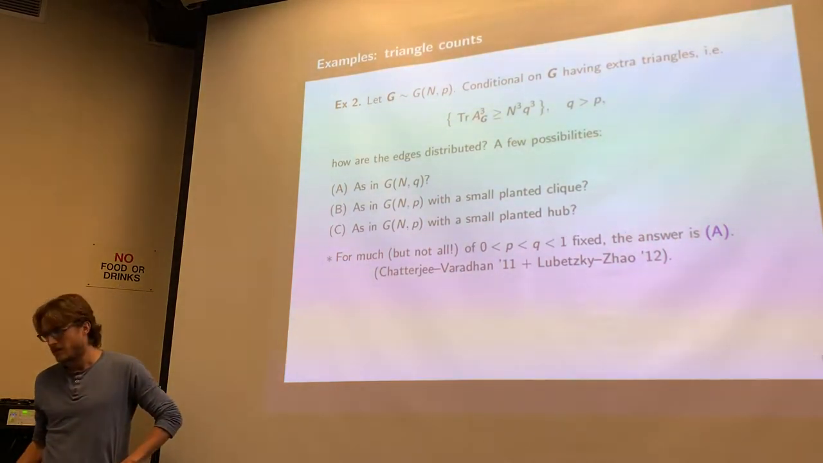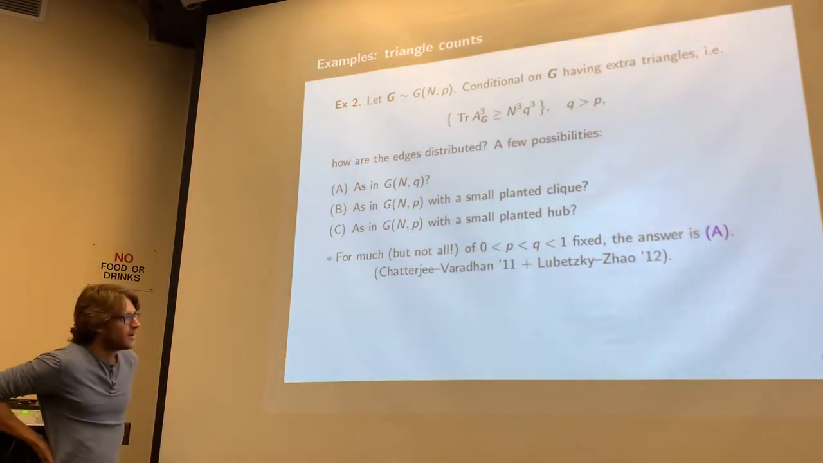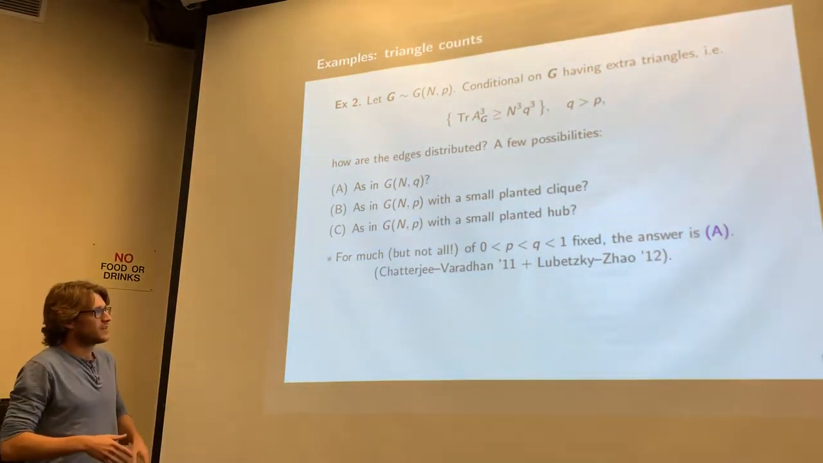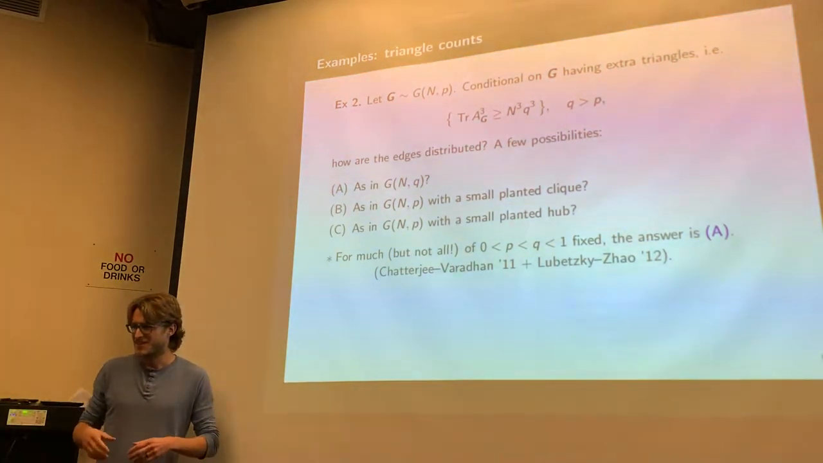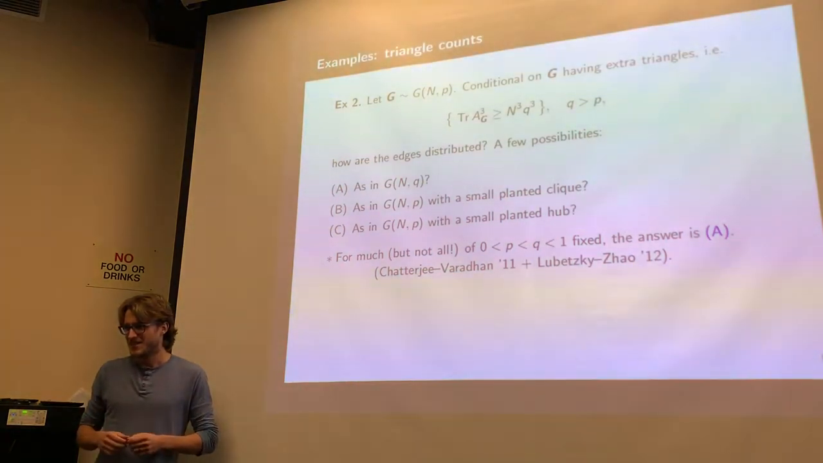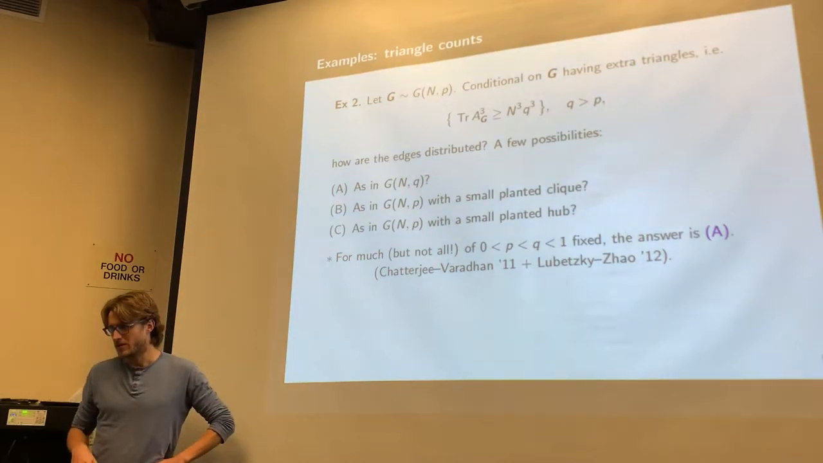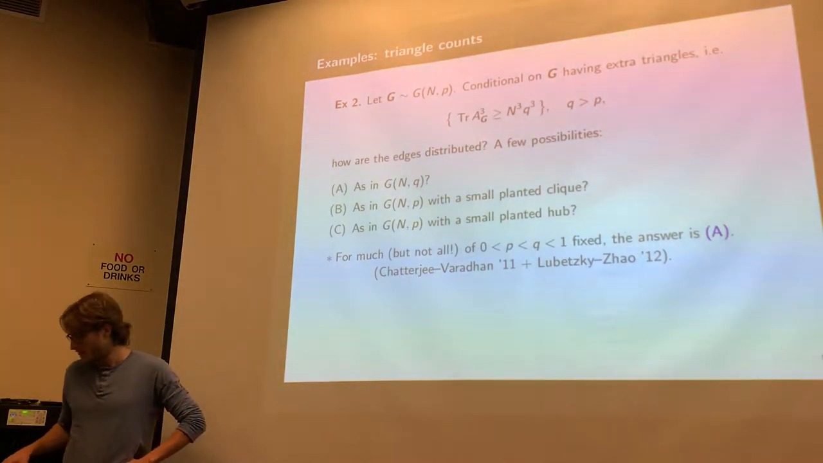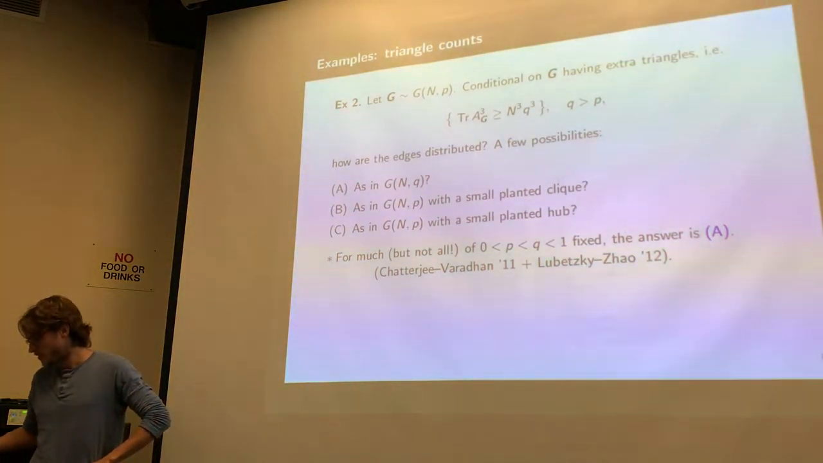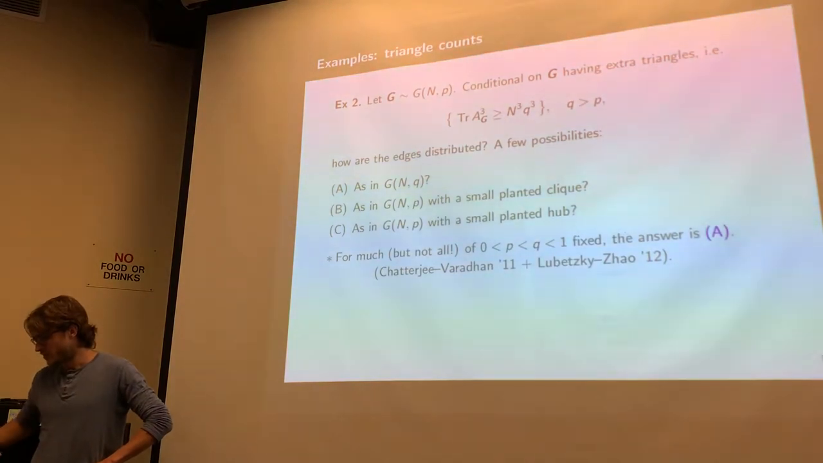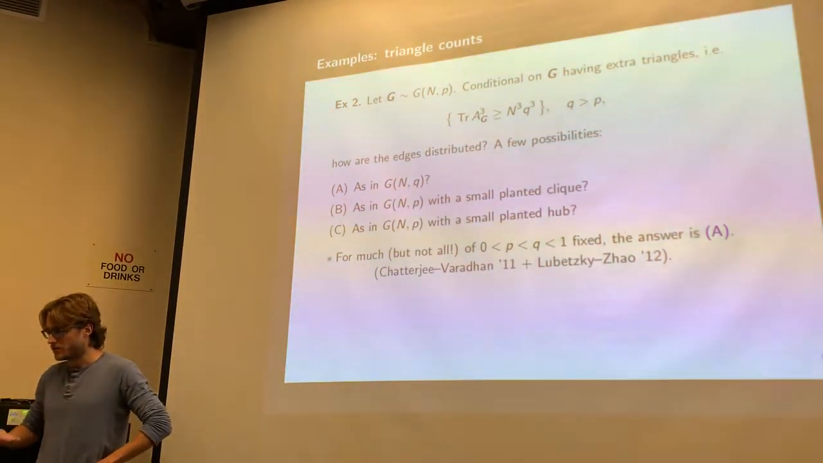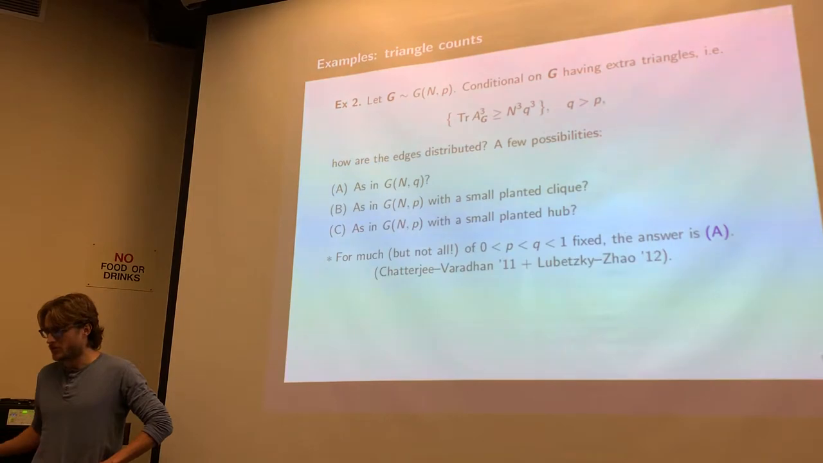When you say it's G(n,q), you don't mean it's exactly G(n,q). Oh, yeah, sorry. It looks like G(n,q) in some sense. Say in cut distance would be one way to say this. So the edge distribution is, in a certain quantitative sense, uniformly close to that of a typical draw from G(n,q).